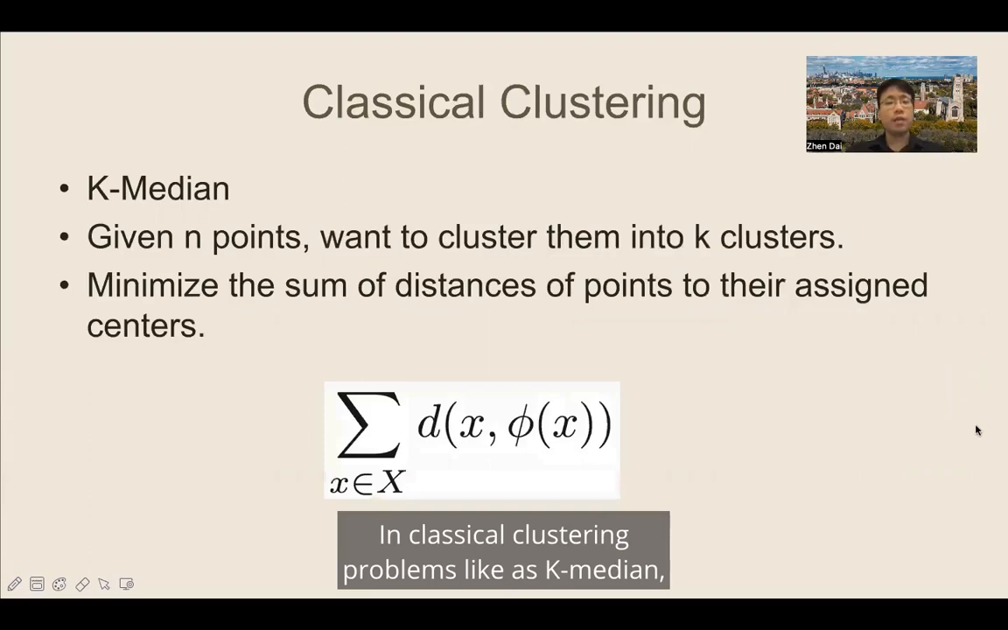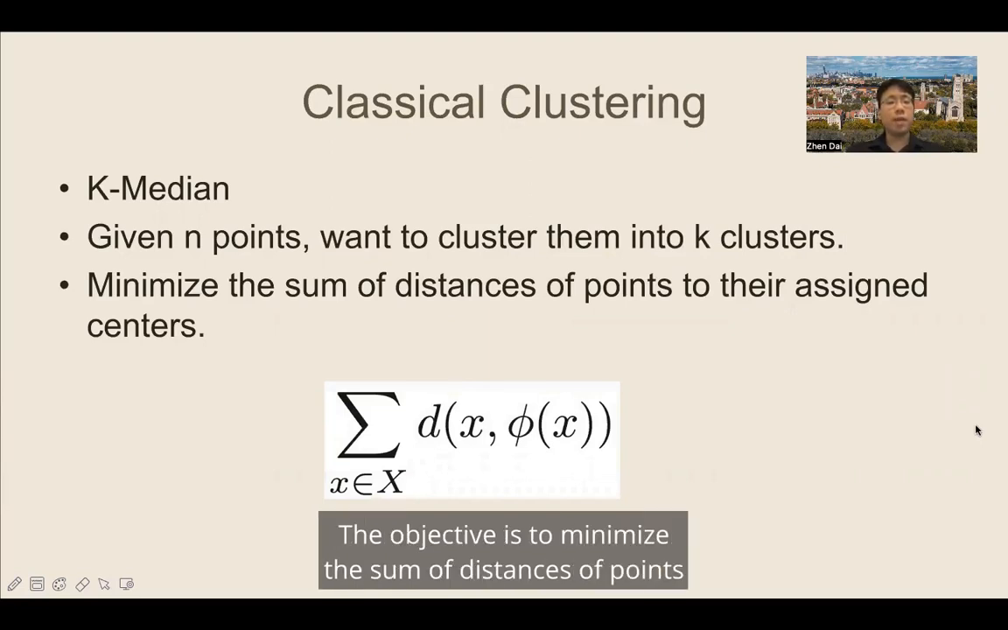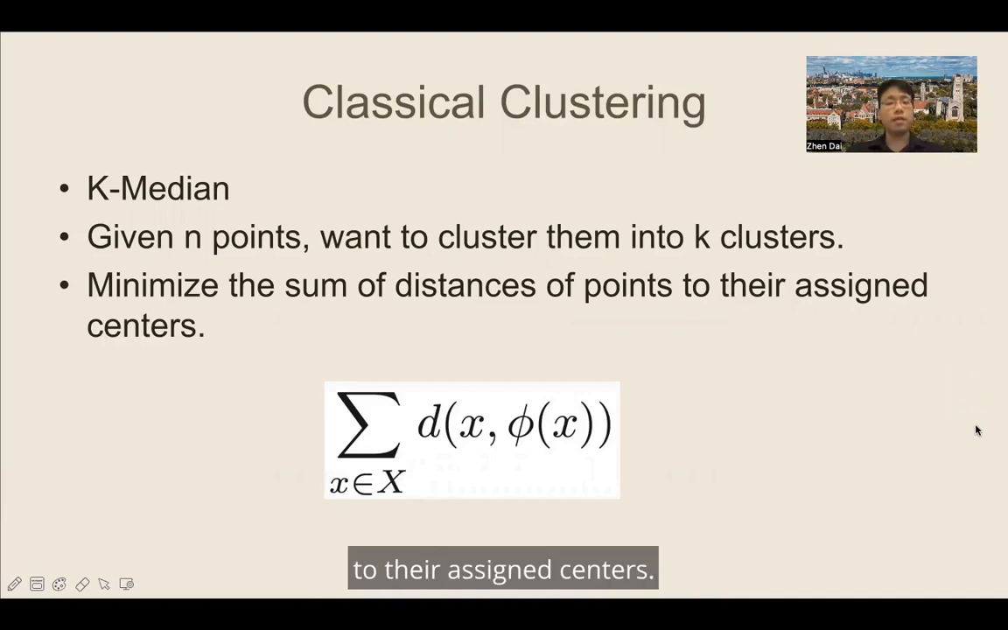In a classical clustering problem such as K-median, we are given n points and we want to cluster them into K clusters. The objective is to minimize the sum of distances of points to their assigned centers. Here, D is the distance metric, capital X is the set of points to cluster, and for each x in capital X, phi of x is the center of the cluster that x is assigned to.